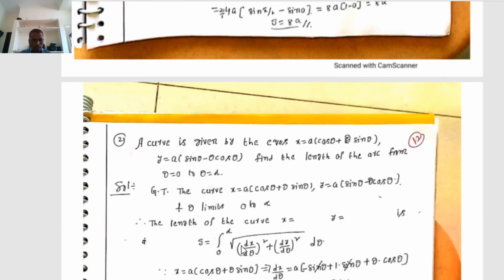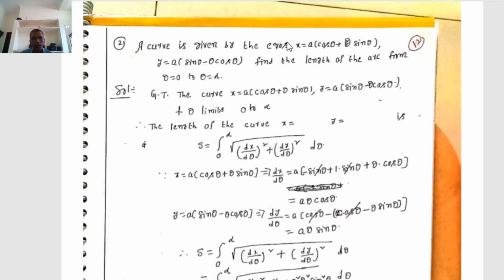Second one: a curve is given by the equation x equals a into (cos θ plus θ sin θ), y equals a into (sin θ minus θ cos θ). Find the length of the arc from θ equals 0 to θ equals α. Already we know the θ limits. Therefore we observe that the given curve is in the form of parametric equations in terms of θ, where the limits of θ are 0 to α.